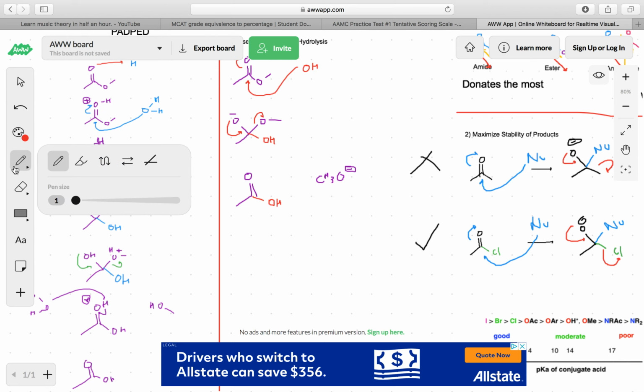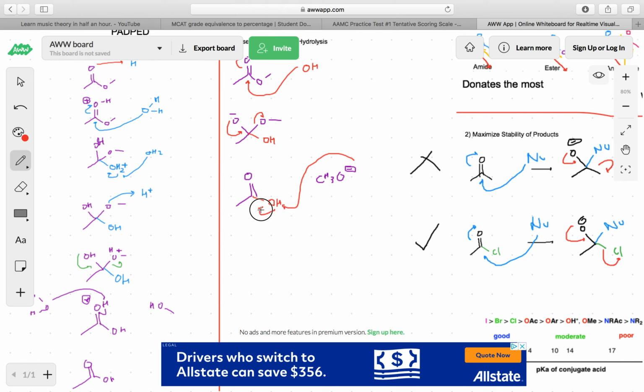And I believe it's not going to be OH minus that does it. It's going to be your OR minus. And it's going to take its negative charge and pluck off this proton. So now you'll be left with a carboxylate anion. And this last step actually is irreversible because you're forming a carboxylate salt. So there's no equilibrium arrows here. Now it's just going to be irreversible.